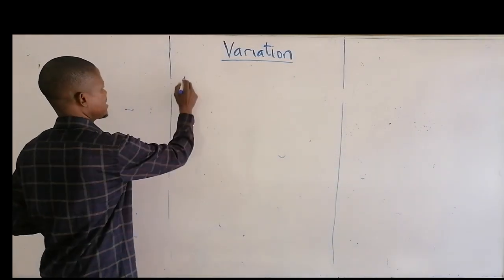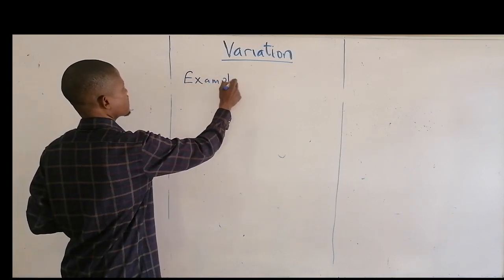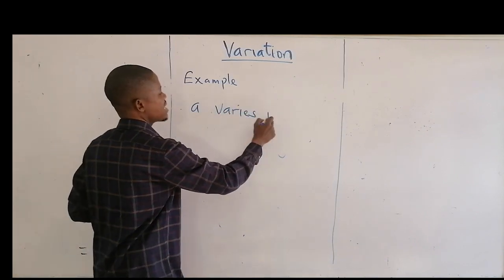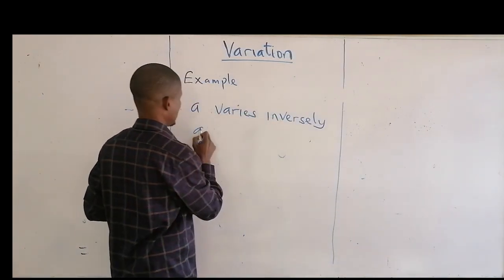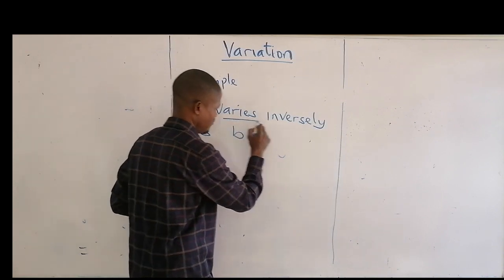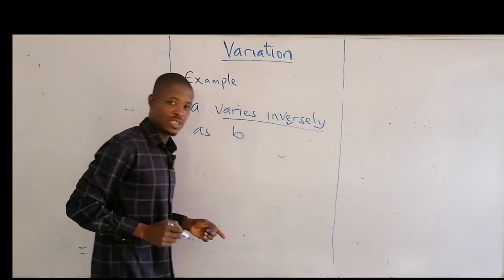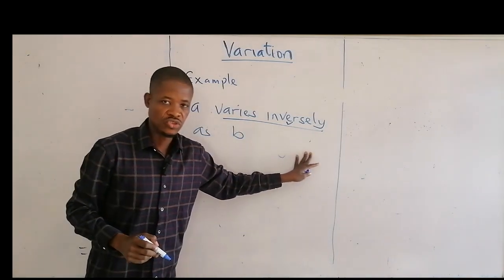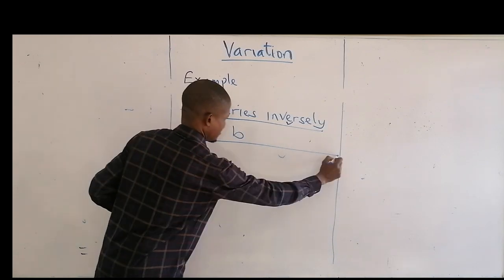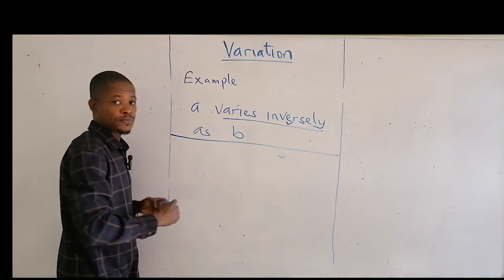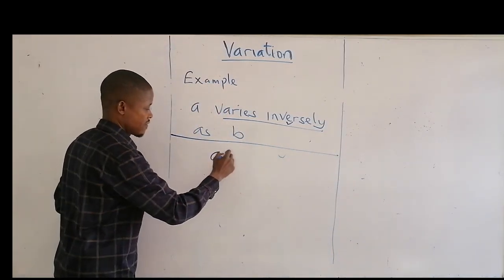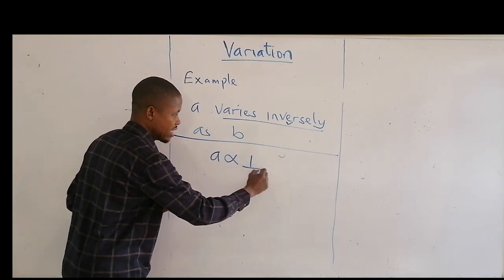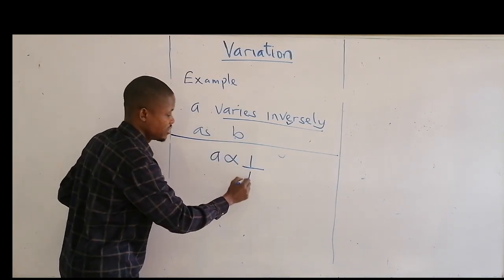So we can have the example. They have the statement, let's say, A varies inversely as B. The phrase "varies inversely" must be there. A varies inversely as B. This statement can be turned into an expression. When you have "varies inversely," you are going to introduce 1 over the next variable, 1 over B.